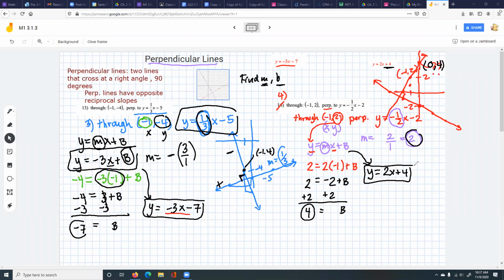So yeah, this line is perpendicular to that line. They cross at a 90-degree angle, right? And the equation going through -1, 2, I just did it by graphing. You can do it by graphing, but we want you to do it by algebra. Okay, this is the work you have to show on your paper. So you got to show this work on your paper.